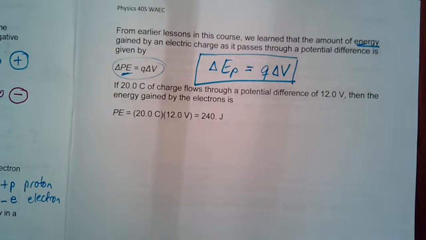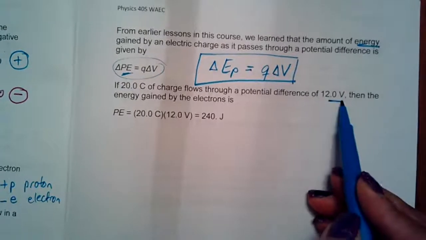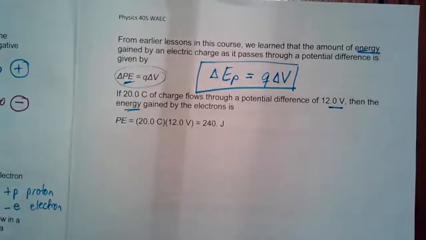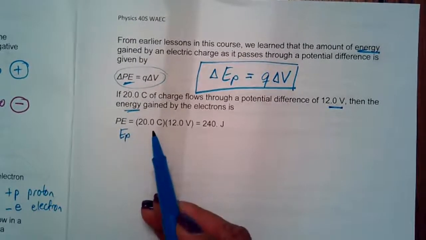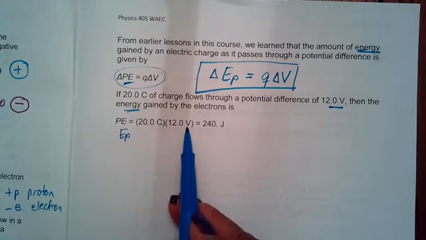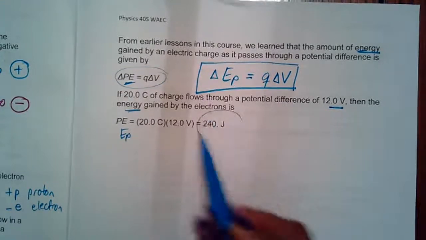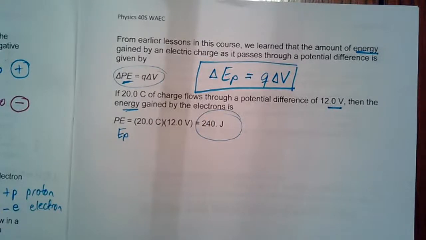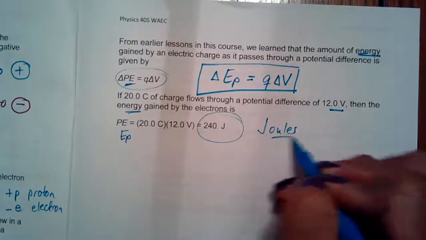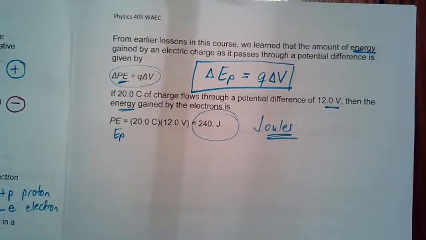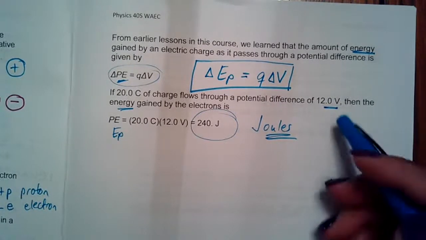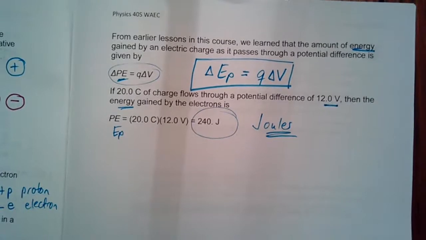So if 20 coulombs of charge flows through a potential difference of 12 volts, then the energy gained is, again, potential energy. You've got your 20 coulombs of charge and 12 volts of potential difference, and you're going to get 240 joules of potential energy. That led to the potential difference of 12 volts.